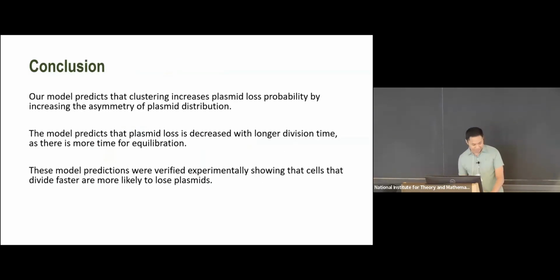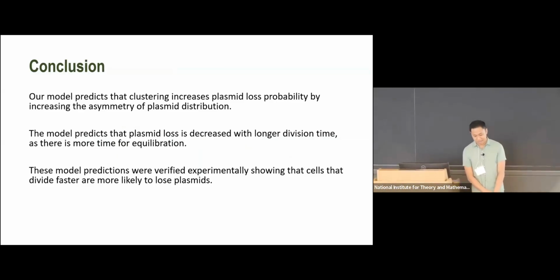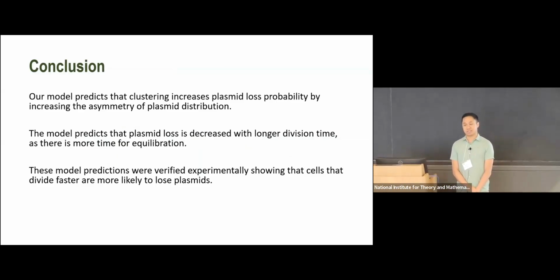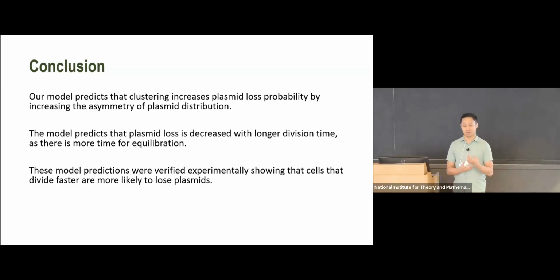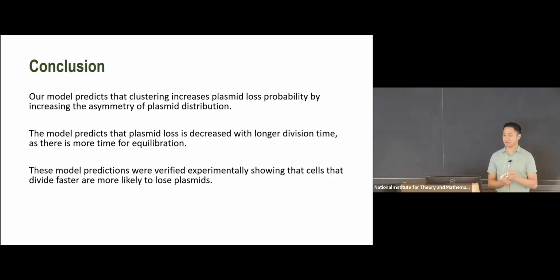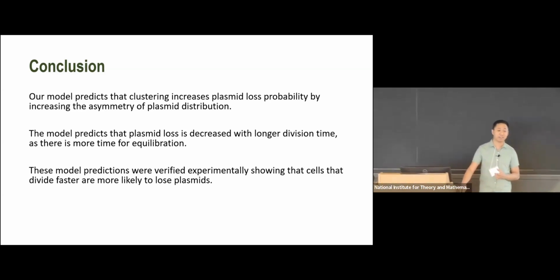All right. And as conclusion, in our work, we constructed a stochastic model, a discrete state space model, which is because you have there a non-autonomous part. It is a non-homogeneous CTMC, and the prediction is that clustering increases plasmid loss probability by increasing asymmetry of plasmid distribution. And the model predicts that plasmid loss is decreased with longer division time. And these model predictions were verified experimentally, showing that cells which divide faster are more likely to lose the plasmid.